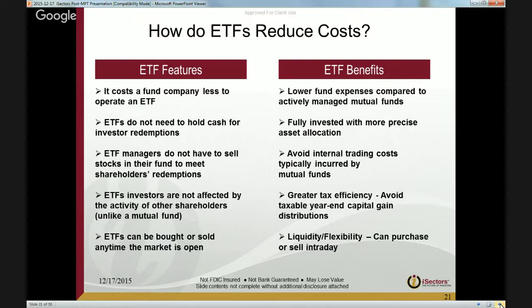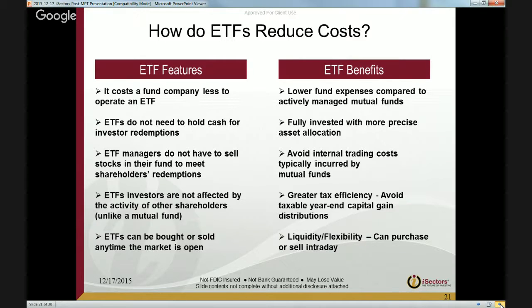So as a result, ETFs have greater tax efficiency. You avoid taxable year-end capital gains distributions, which mutual funds are required to distribute equally amongst all investors within the fund, regardless of whether or not you've added to the fund or took any distributions from the fund throughout the year. ETFs can also be bought and sold whenever the market is open, so they're much more liquid than mutual funds, which can only be sold at the net asset value at the end of the trading day.